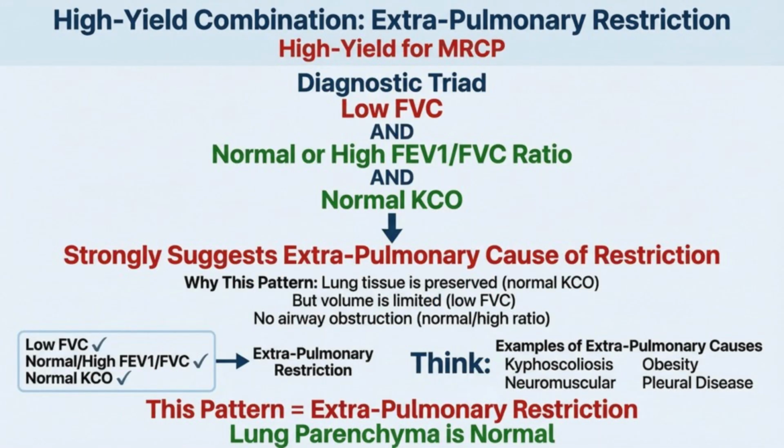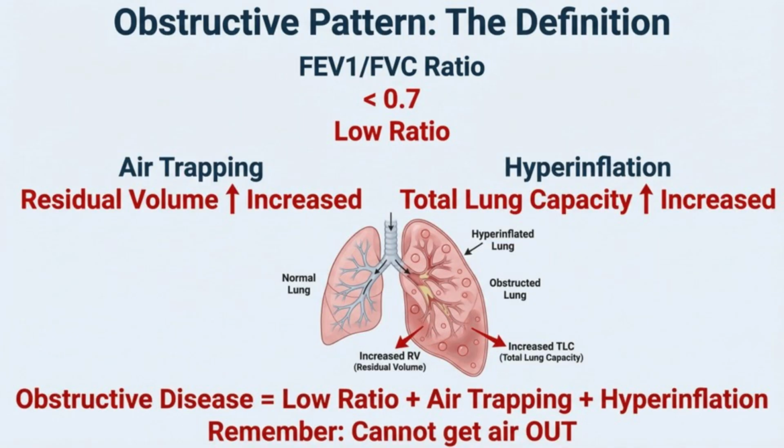So here is the high-yield combination. If spirometry shows restriction, meaning low FVC, with a normal or high FEV1 over FVC ratio, and KCO is normal, that strongly suggests an extrapulmonary cause of restriction. Finally, a quick MRCP summary to lock it in.